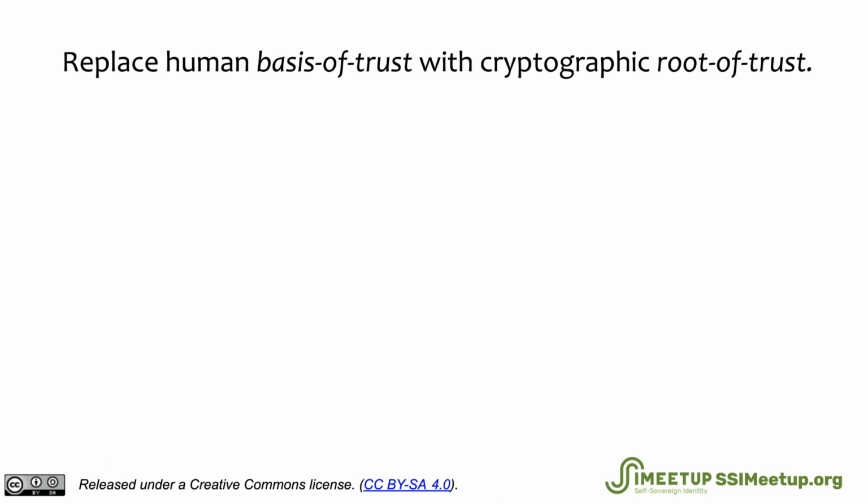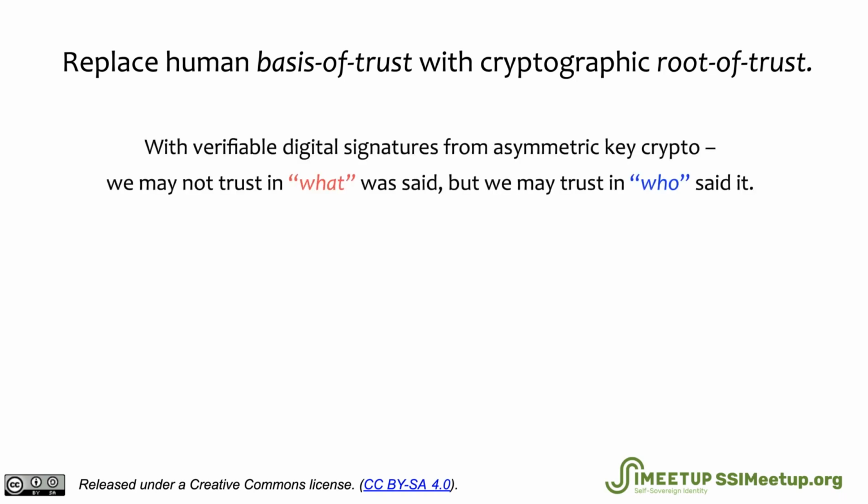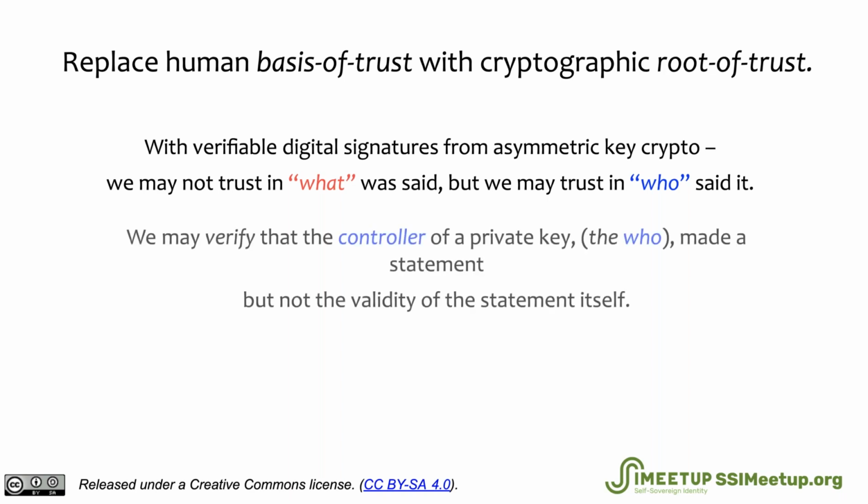And so we need to replace the human basis of trust with a cryptographic root of trust. And that's the core of KERI and key management and identifiers and everything that we want to do with decentralized identity and self-sovereign identity: we have to start with something. We have to start with the root of trust. And that root of trust is based on verifiable digital signatures using asymmetric key cryptography, which means that we may not trust in what was said, but we may trust in who said it, and that who is the controller of a private key from a public-private key pair.